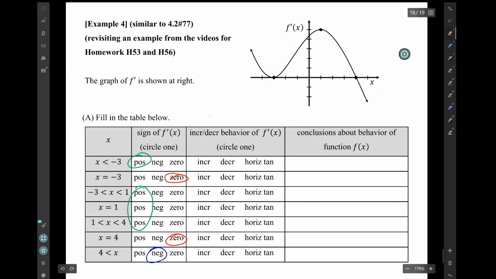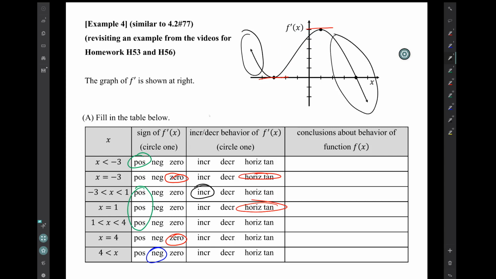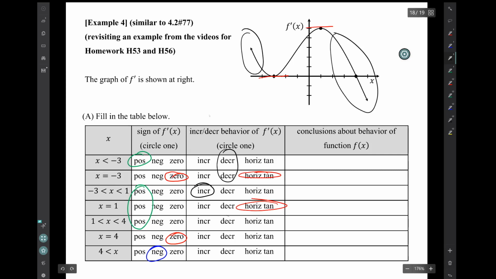Now what about the increasing, decreasing behavior of f prime? Well, notice, first of all, that at these 2 x values, f prime has a horizontal tangent. So at x equals negative 3 and at x equals 1. Now notice that in this portion of the graph, between x equals -3 and x equals 1, f prime is increasing. So circle that, increasing. Notice this portion of the graph and this portion of the graph, f prime is on its way down, so f prime is decreasing.